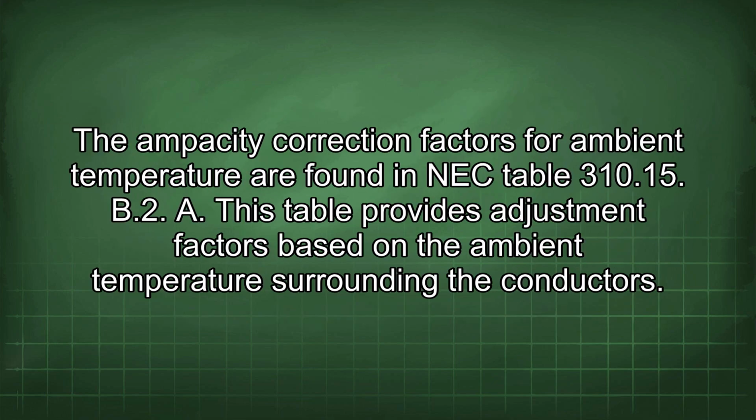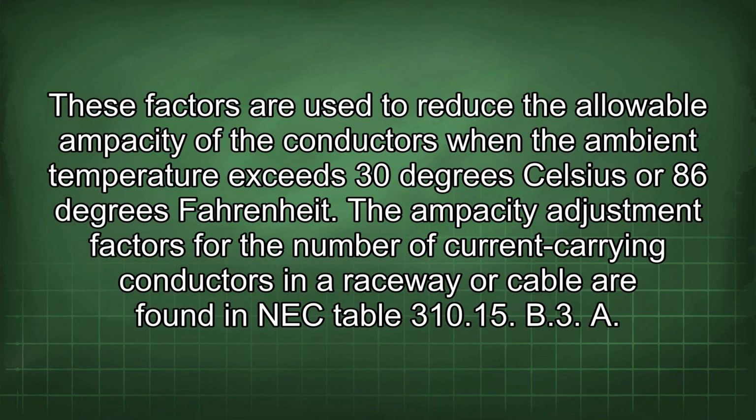The ampacity correction factors for ambient temperature are found in NEC Table 310.15(B)(2). This table provides adjustment factors based on the ambient temperature surrounding the conductors. These factors are used to reduce the allowable ampacity of the conductors when the ambient temperature exceeds 30 degrees Celsius or 86 degrees Fahrenheit.